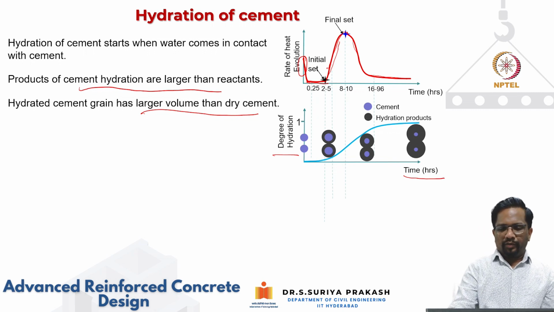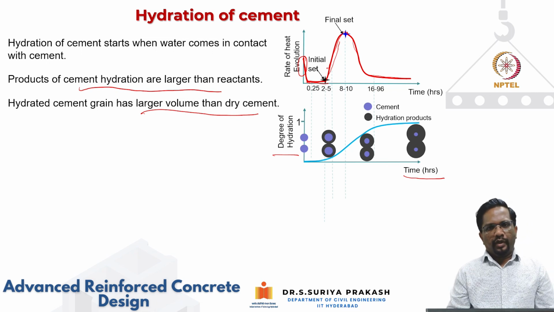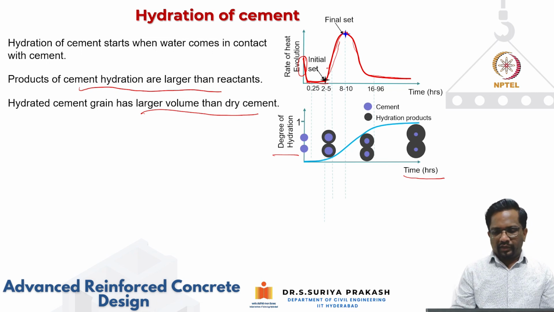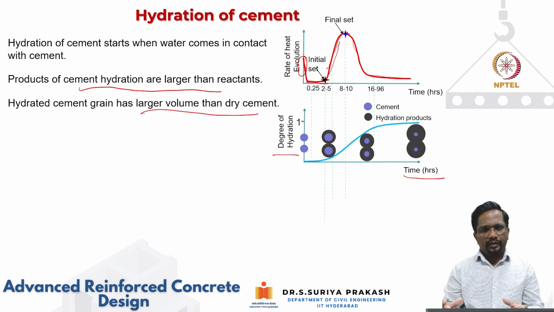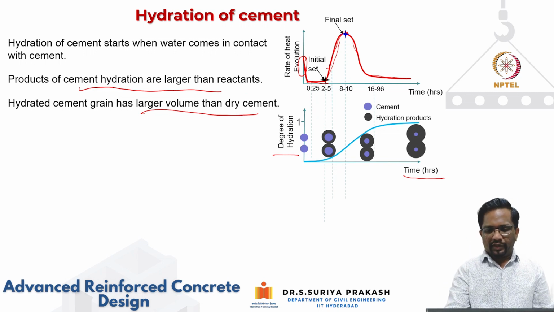And you see here, before it comes in contact with water, the particles are separated. The moment you start adding water, slowly you start forming your calcium silicate hydrate products. Then as time evolves, the distance between the particles becomes less, and more and more you see the black color, which indicates the hydration products. The size of the cement grain becomes smaller and smaller because you are getting more and more hydration products.